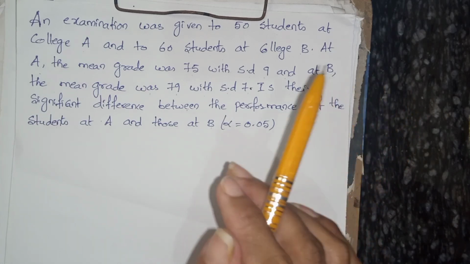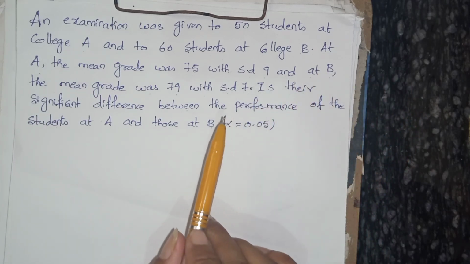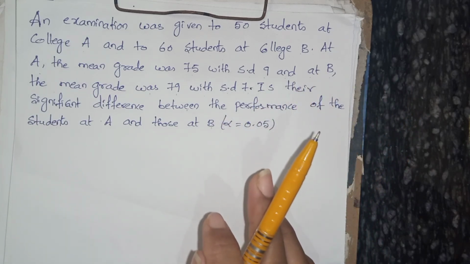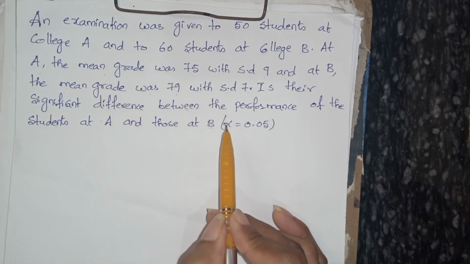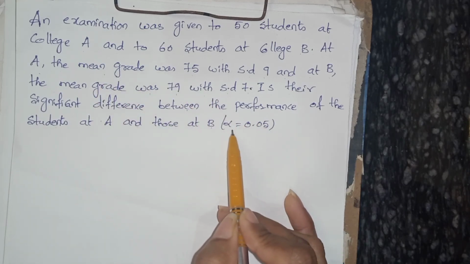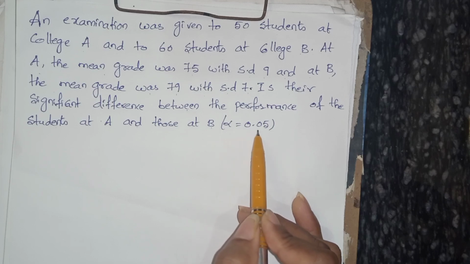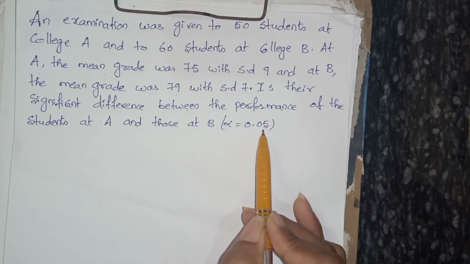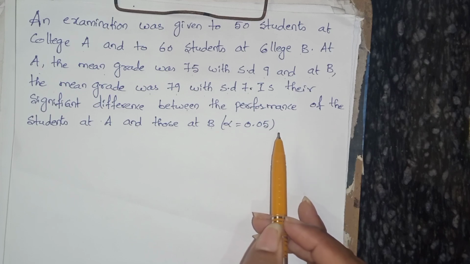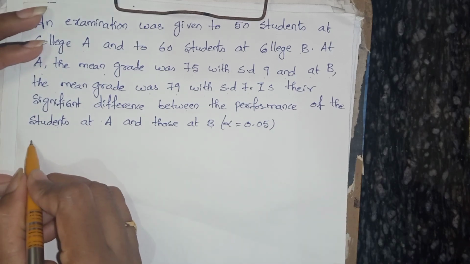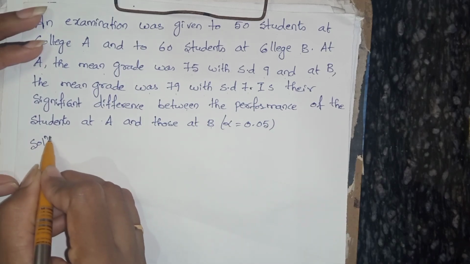Okay, so they are asking us to find out the difference between student A and student B mean grades. And they gave the level of significance at 0.05, in the sense 5%, or else we can treat it as 95%. Okay, so now let us see how to solve this problem.